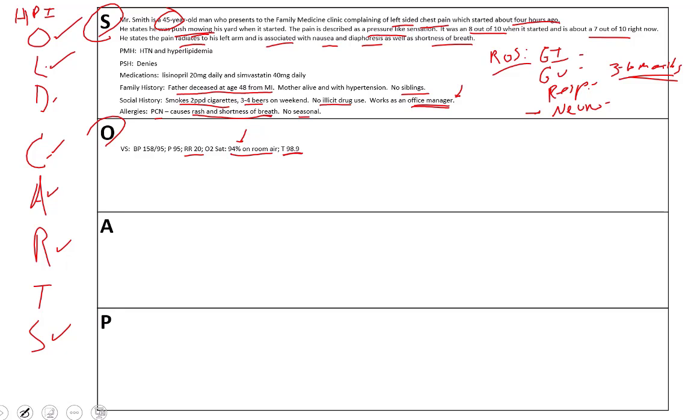Respiration rate is 20, so it's within normal range, which is 12 to 20. His pulse is 95. So it's up a little bit, but not above 100, where we call it tachycardia. His blood pressure is up as well, 158 over 95.